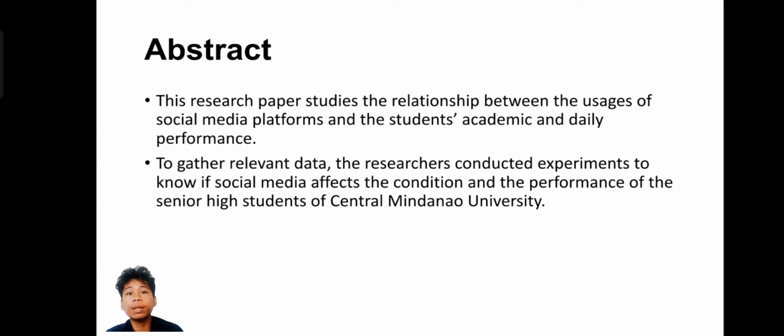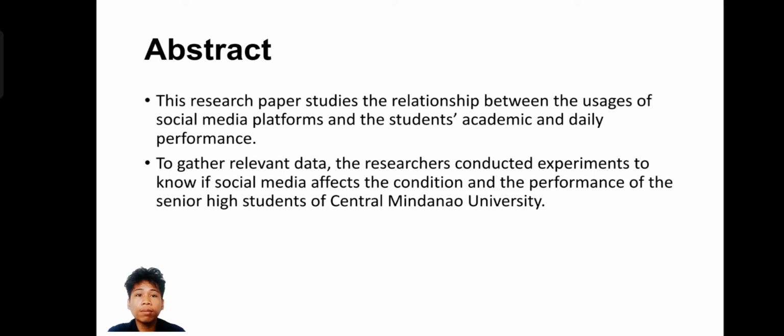This research paper studies the relationship between the usage of social media platforms and the students' academic and daily performance. The researcher wants to determine what social media apps are most often used by the senior high school students of Central Mindanao University. The researcher would also like to know the positive and negative effects of social media apps to the academic performance of the senior high school students.